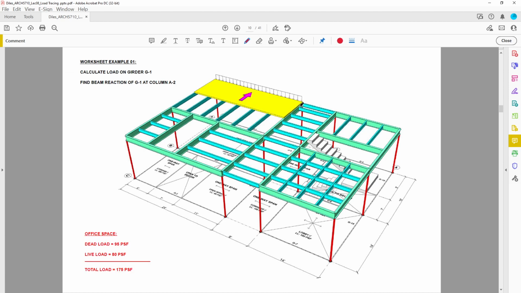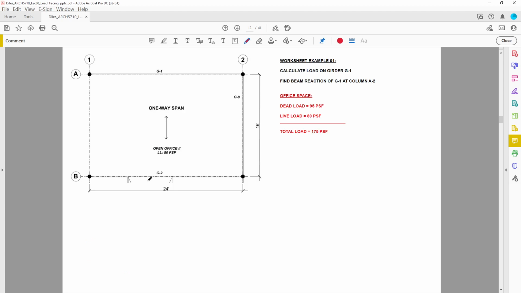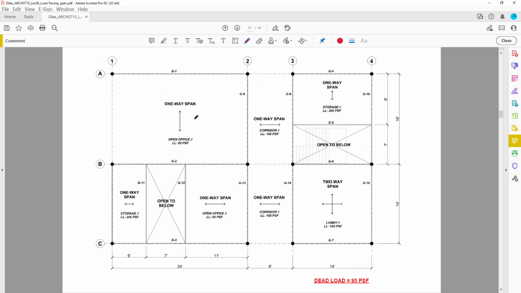Well, the first thing we want to figure out is what is the tributary area for girder G1, and that's shown in this diagram. And we also then need to know what are the live loads and dead loads per square foot in this space. And we have that indicated here. The dead load will always be 95 pounds per square foot, and the live load will vary from space to space. In this open office space, it's 80 pounds per square foot, for a total load of 175 pounds per square foot. All right, so that's where this area is in plan.